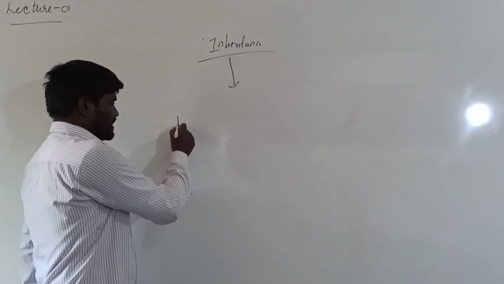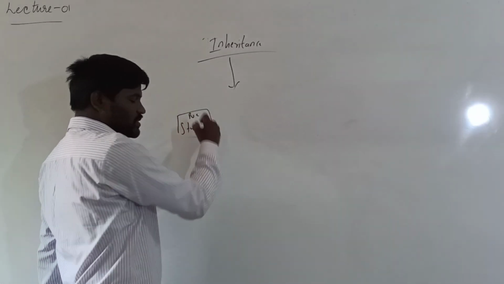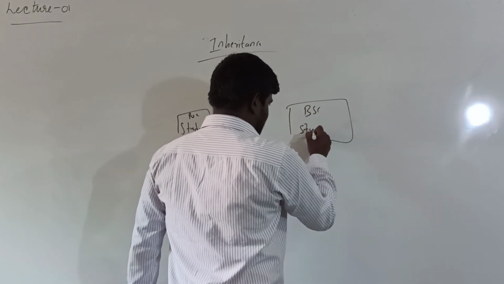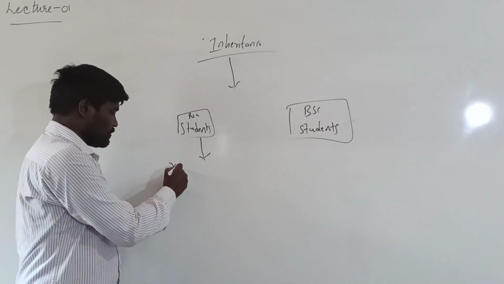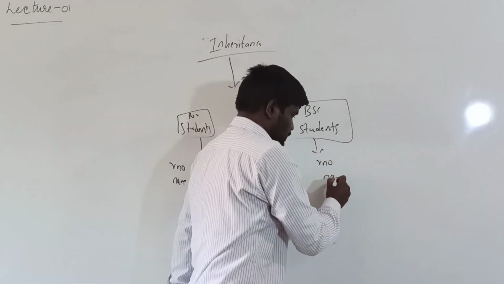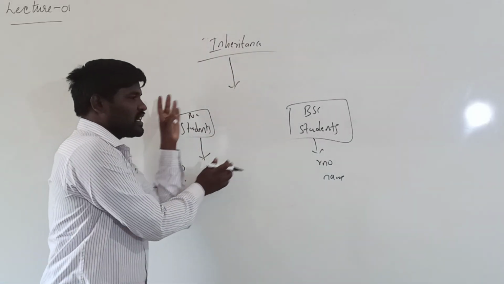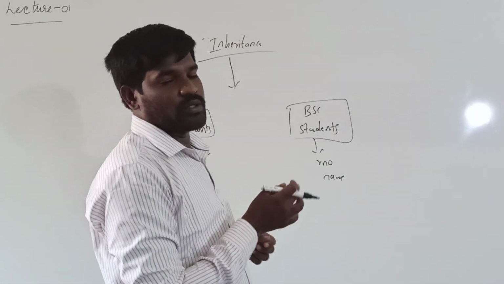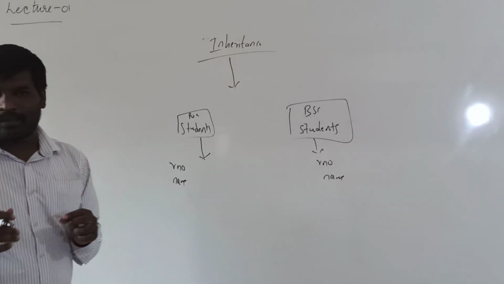For example, if I consider students, that is PUC students, next I can consider BSc students. Here PUC students have roll number and name. Even BSc students also have roll number and name. So roll number and name are the common properties for both PUC as well as BSc students, or for any degree, high school, or any students.